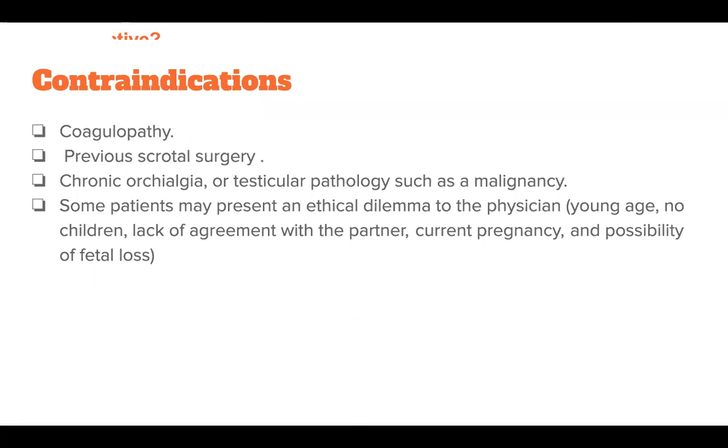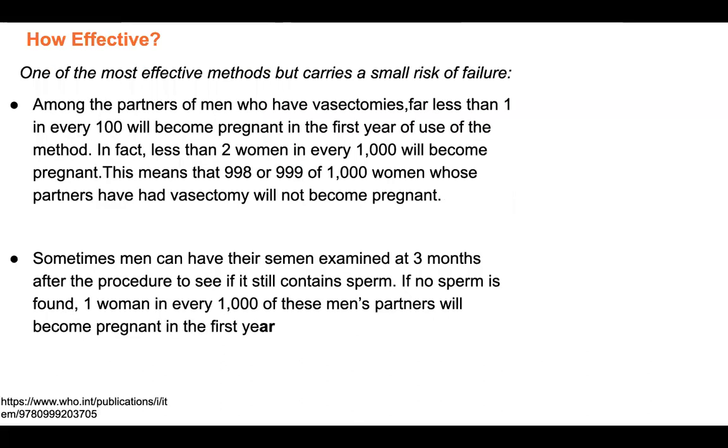How effective is this? It is one of the most effective methods, but carries a small risk of failure. Among the partners of men who have vasectomies, far less than one in 100 will become pregnant in the first year of use of the method. In fact, less than 2 women in every 1,000 will become pregnant. This means that 998 or 999 of 1,000 women whose partner has had a vasectomy will not become pregnant.